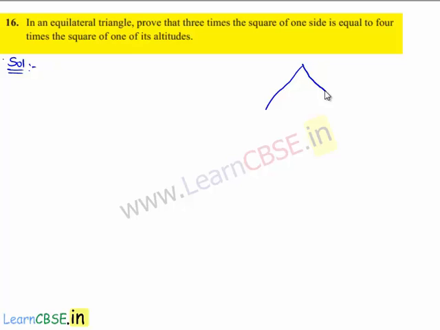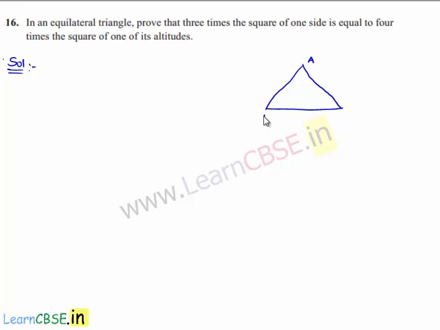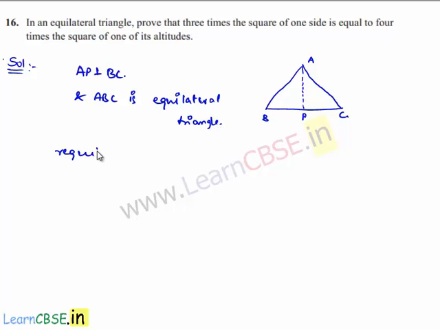Let us assume an equilateral triangle ABC and let it have an altitude AP perpendicular to BC. We are required to prove that 3 times the square of side, that is 3 times AB square, is equal to 4 times the square of one of its altitudes.